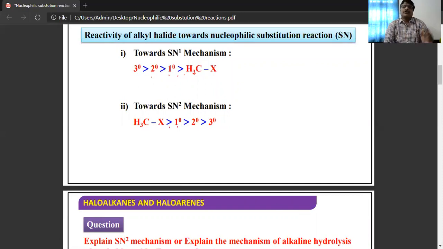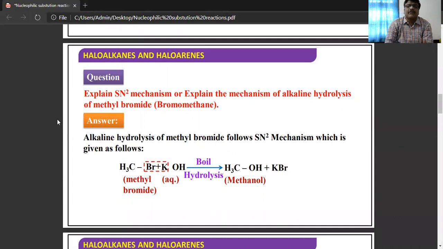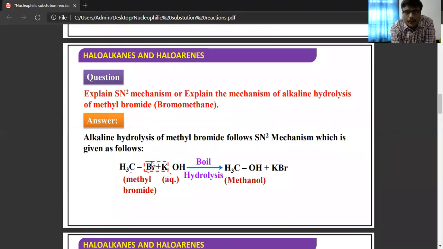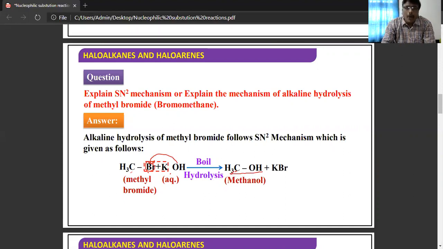SN2 mechanism. S stands for substitution, N stands for nucleophilic, and the 2 stands for bimolecular reaction. So what does it mean? It means that in the case of the SN2 reaction, the rate of reaction depends on the concentration of both the reactants. If you consider the hydrolysis of methyl bromide, when it undergoes hydrolysis in the presence of base, the bromine, which is a nucleophile, is replaced by OH, which results in the formation of methanol and potassium bromide.